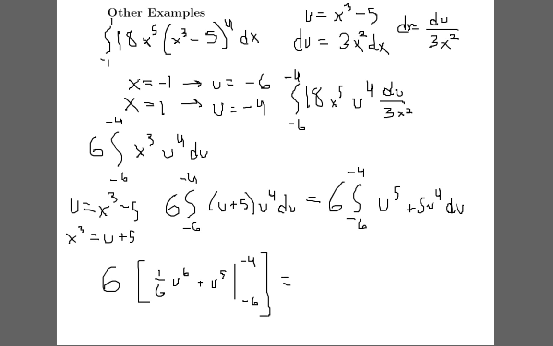Just grab a calculator real quick. So let's see. So first we'll plug in -4 for u. So we have -4 to the 6th times 1/6.